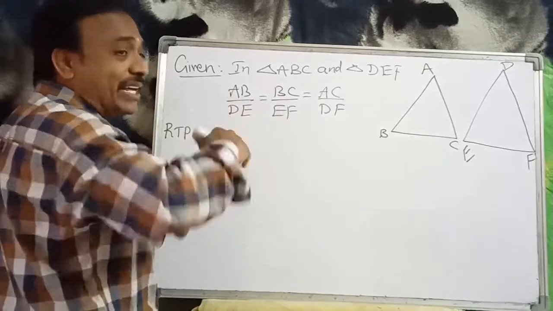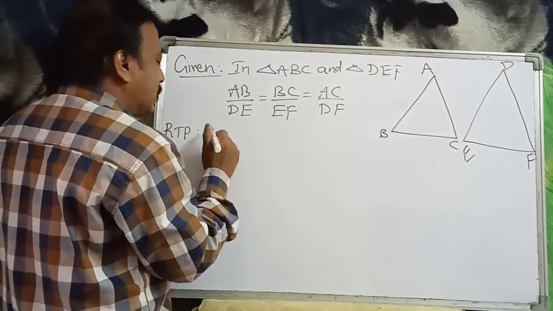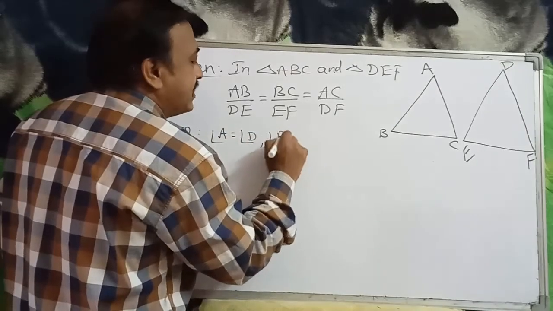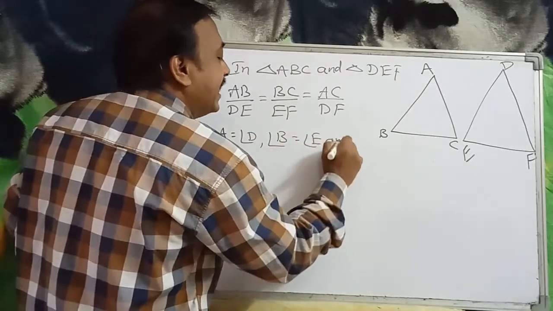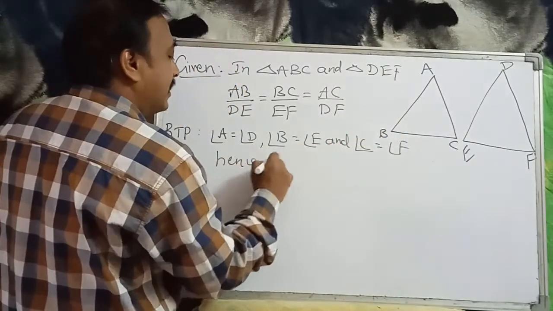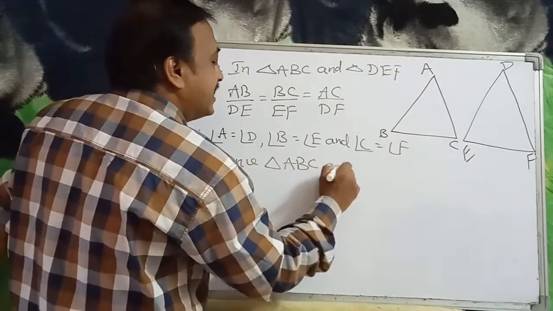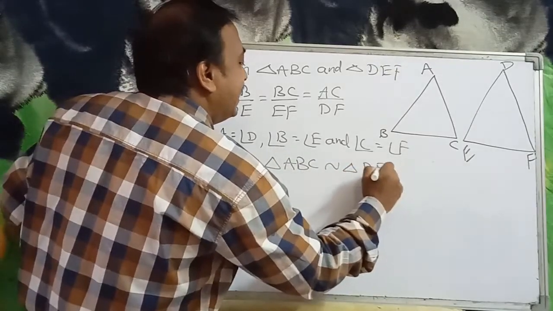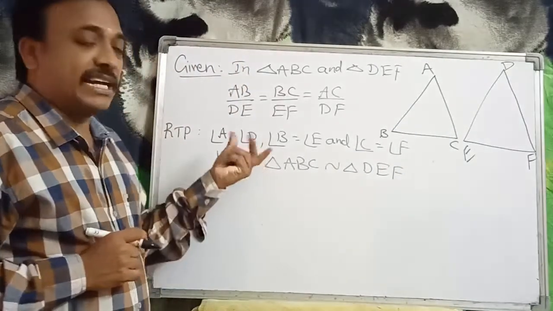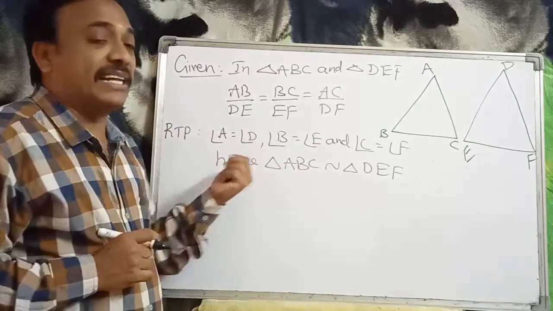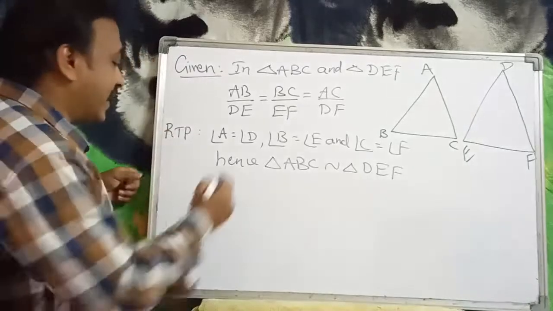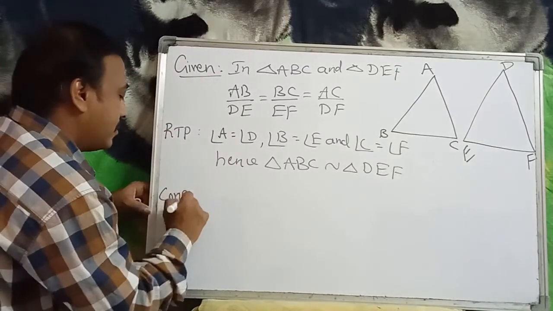How to prove it? If their corresponding angles are equal. So angle A is equal to angle D, angle B is equal to angle E, and angle C is equal to angle F. Hence triangle ABC is similar to triangle DEF. If you prove that the corresponding angles are equal, then the triangles will be similar. Already the sides are in proportion. That is given. So for that we need to do some construction.